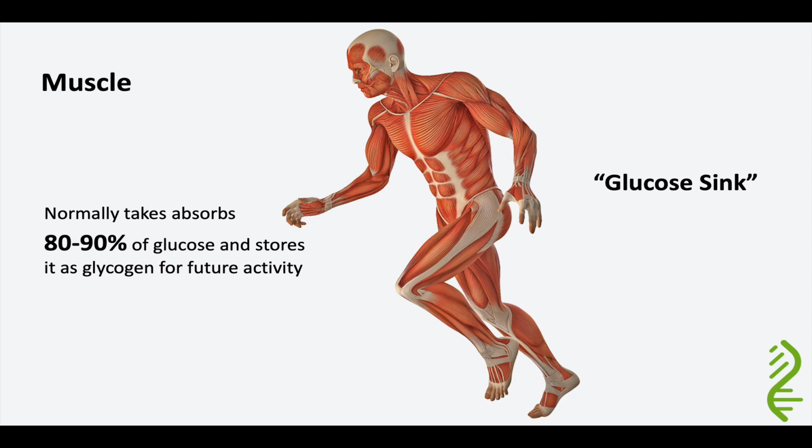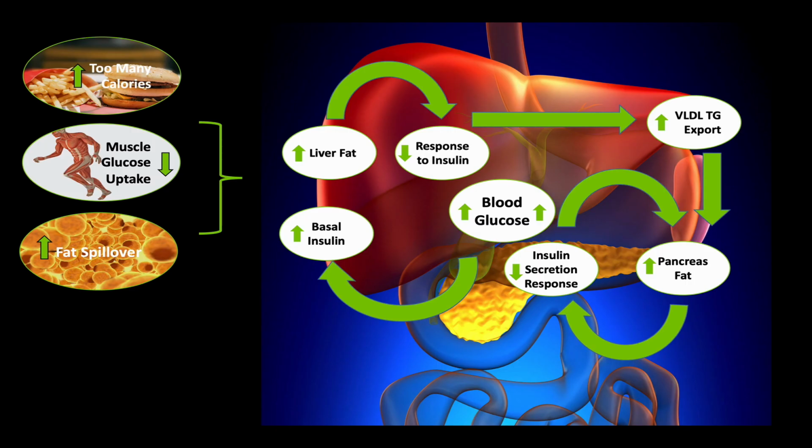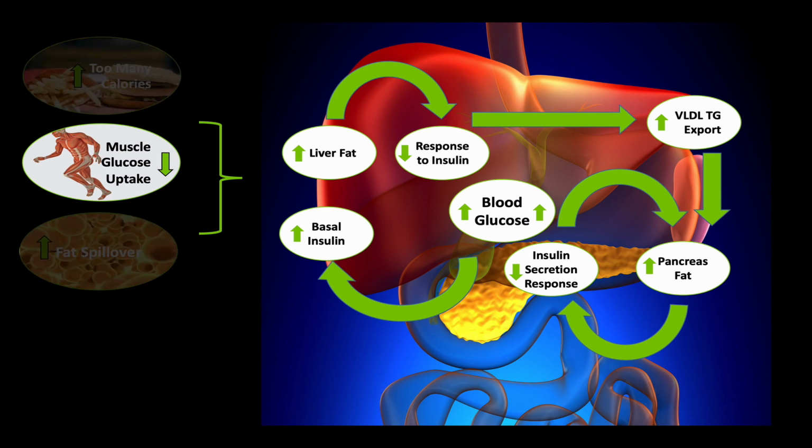And this really takes advantage of the fact that normally the muscle is going to absorb 80 to 90% of the glucose that we eat. And it's going to store it as glycogen, and that's that buffer. And we like that. And so that's the glucose sink that we want to reestablish here. And we see within this twin cycle theory, the central component of that muscle insulin resistance.